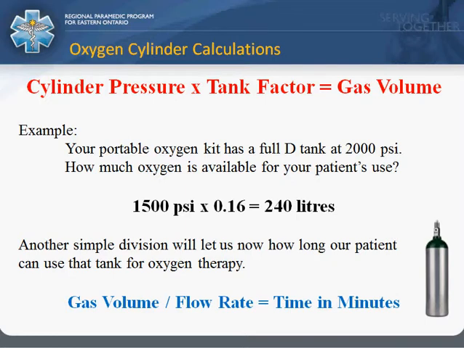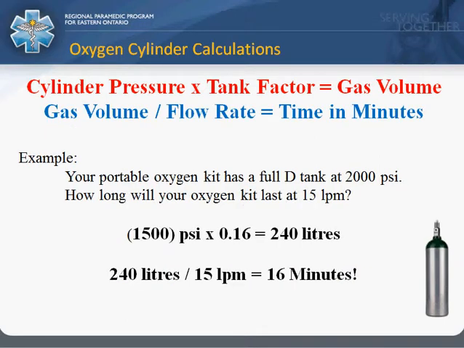We need to divide that amount of oxygen by the flow rate, which would be in liters per minute, and that will equal the amount of time we have available. So let's take a look at our example. I've got 240 liters that we already calculated. I'm going to divide by 15 liters per minute.